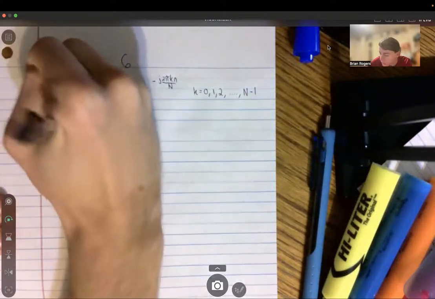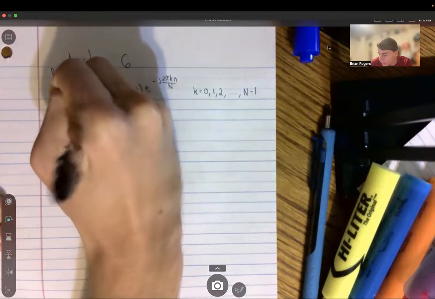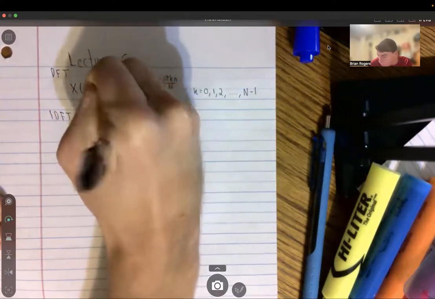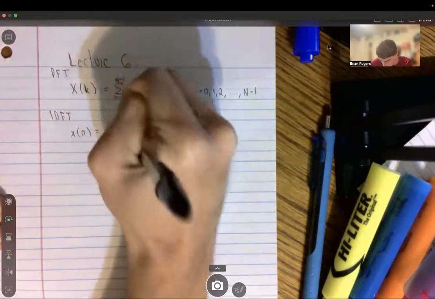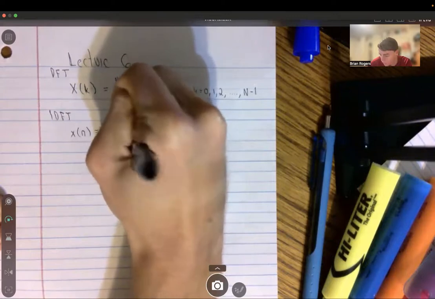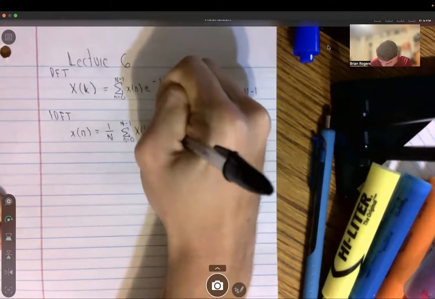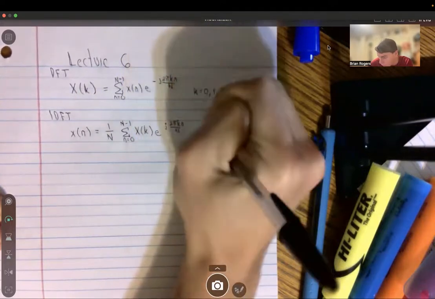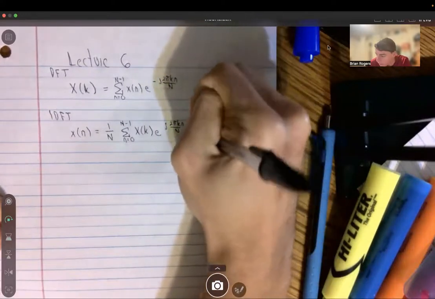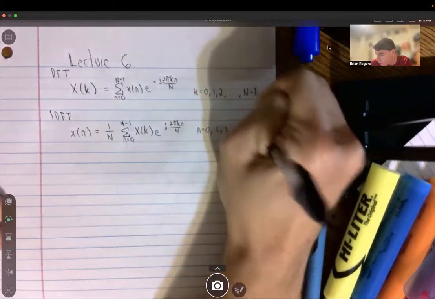And then our next one, the inverse discrete Fourier transform: x of n is going to equal 1 over capital N times the summation from k equals 0 to N minus 1 of X of k times e to the j 2 pi k n all over capital N. And this is for n equals 0, 1, 2, all the way up to N minus 1.